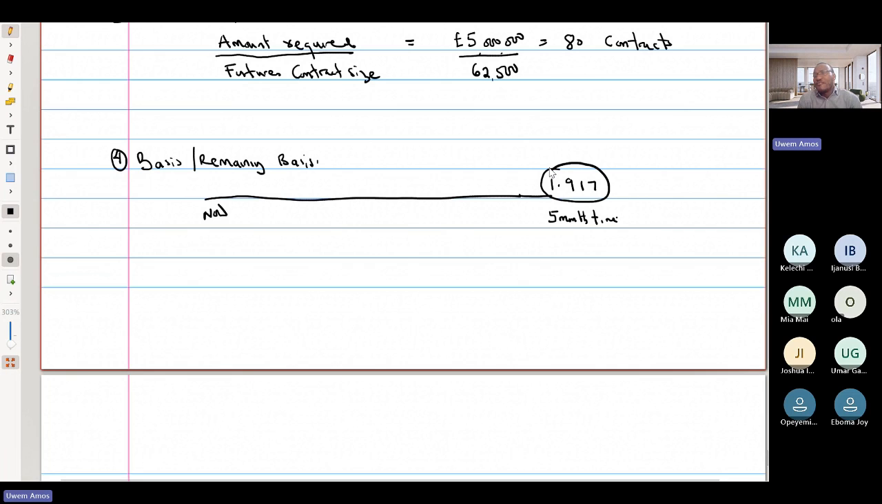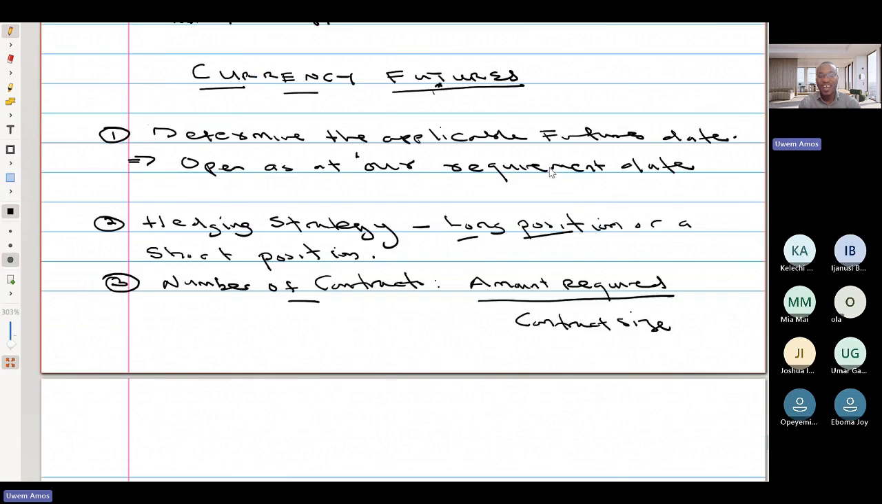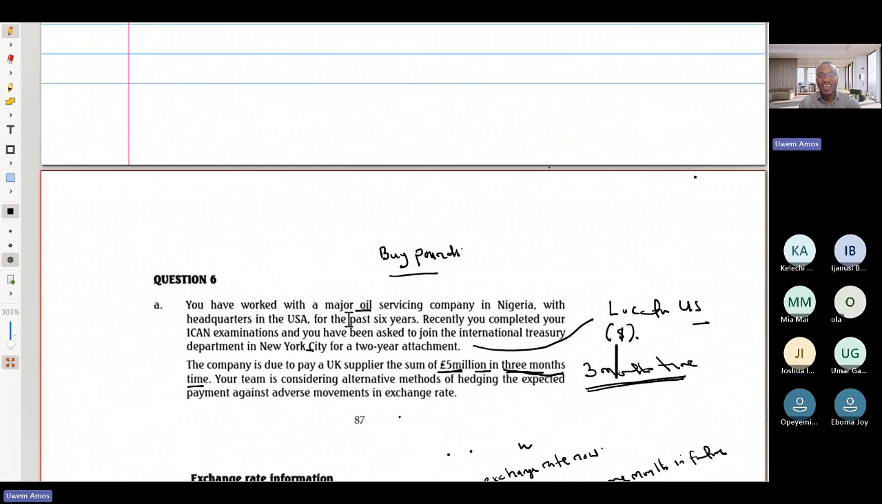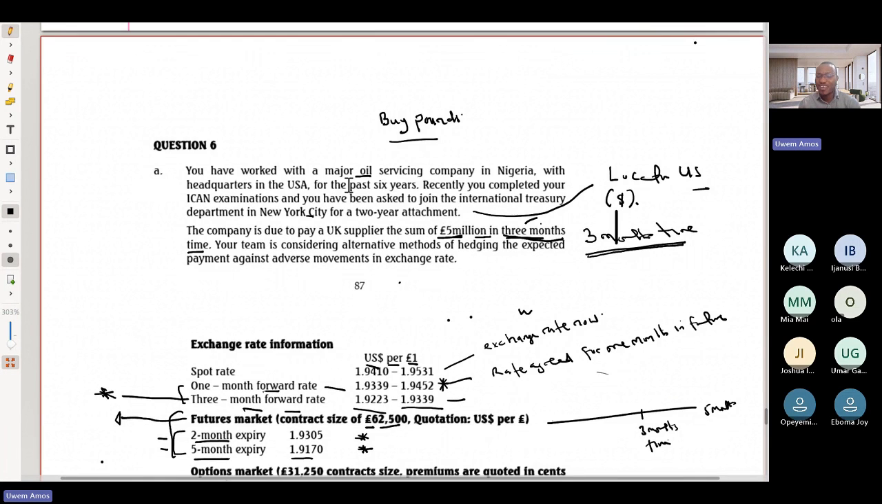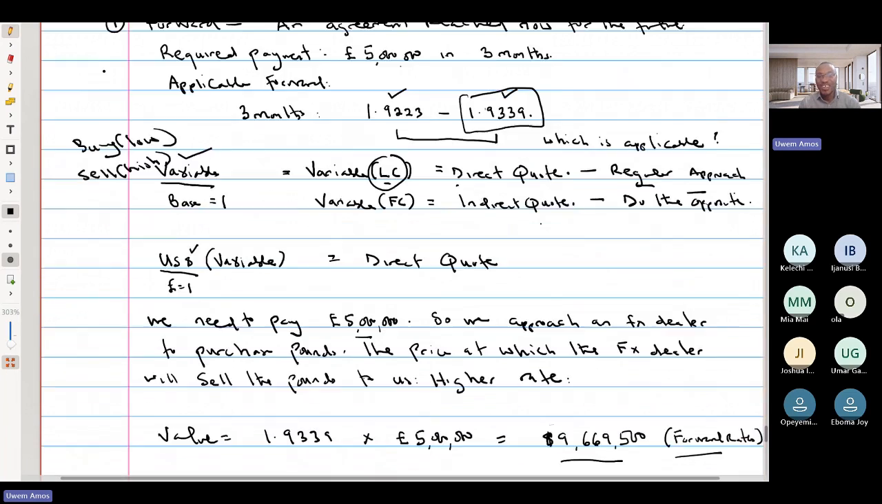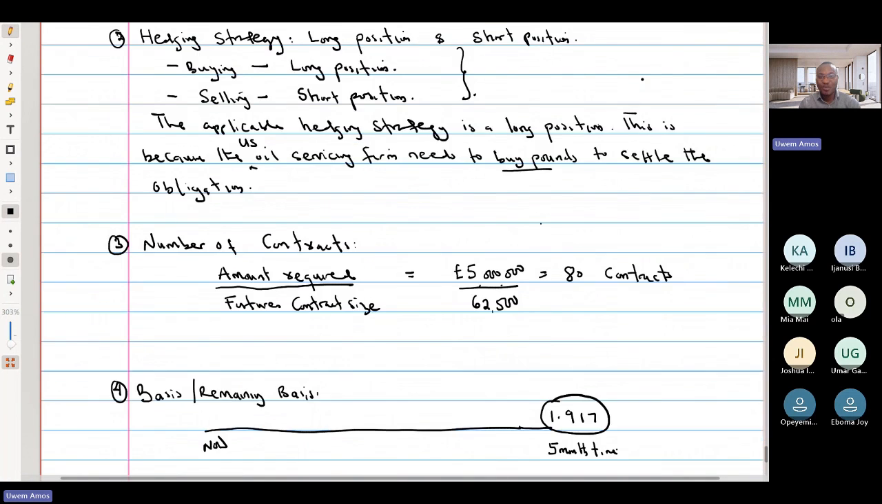But we're not making our payment in 5 months' time. When does the oil servicing company need to make the payment? The question says that we need to make the payment in 3 months' time. Did you guys see that? So let's look at that again quickly. We need to make the payment in 3 months' time. But we bought a future that's expiring in 5 months because that is what is available in the market. But we're not holding it until the end of the 5 months. We need to make a payment in 3 months' time. So 3 months would be somewhere here.